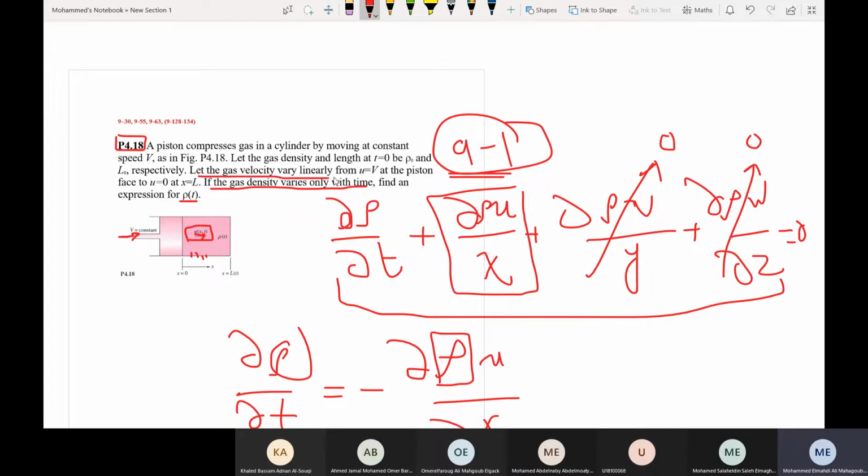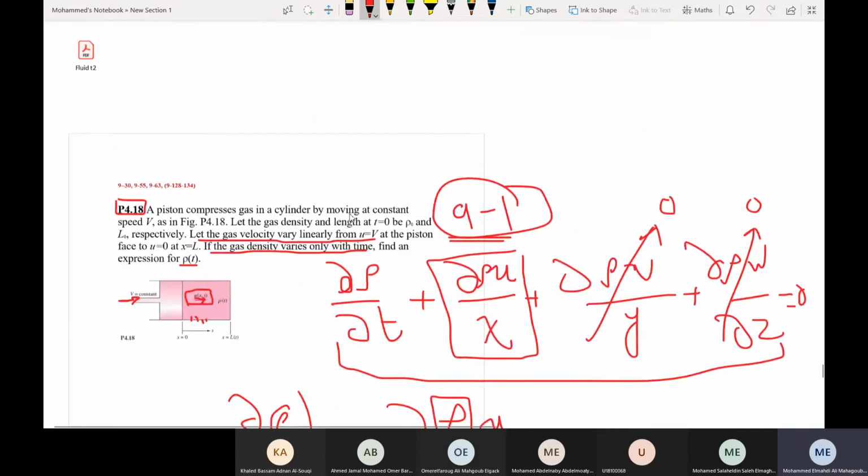Look here, focus well on the information written here. The velocity varies linearly, so u is a linear function. It starts from u equal to v at the piston face to u equal to 0. U is equal to v where? And u is equal to 0 where? U is equal to 0 at x equal to L, and at x equal to 0, u is v.